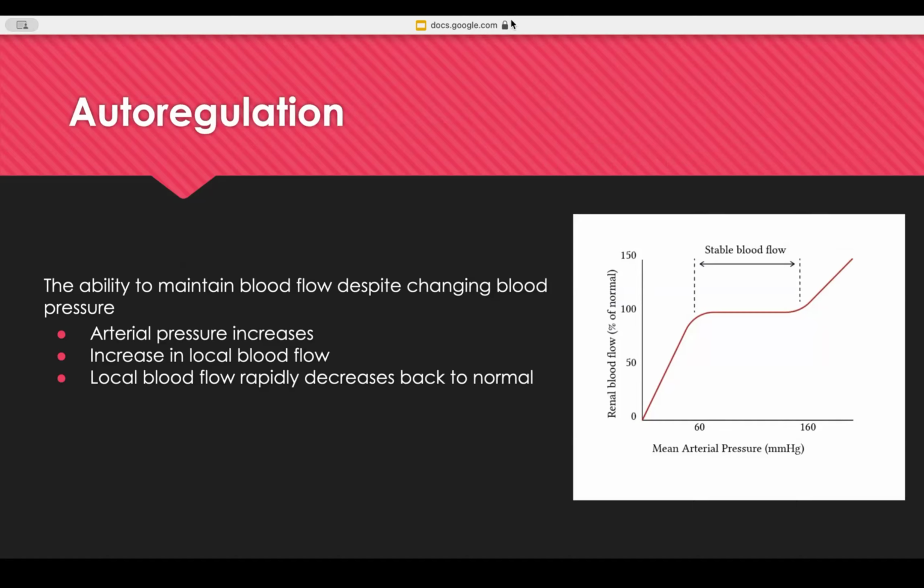Another concept that you need to be aware of is autoregulation. As I mentioned earlier, there are pulse pressures between your peak diastolic and systolic blood pressures, whereas tissues need to maintain a steady blood flow despite this change. And this is known as autoregulation.